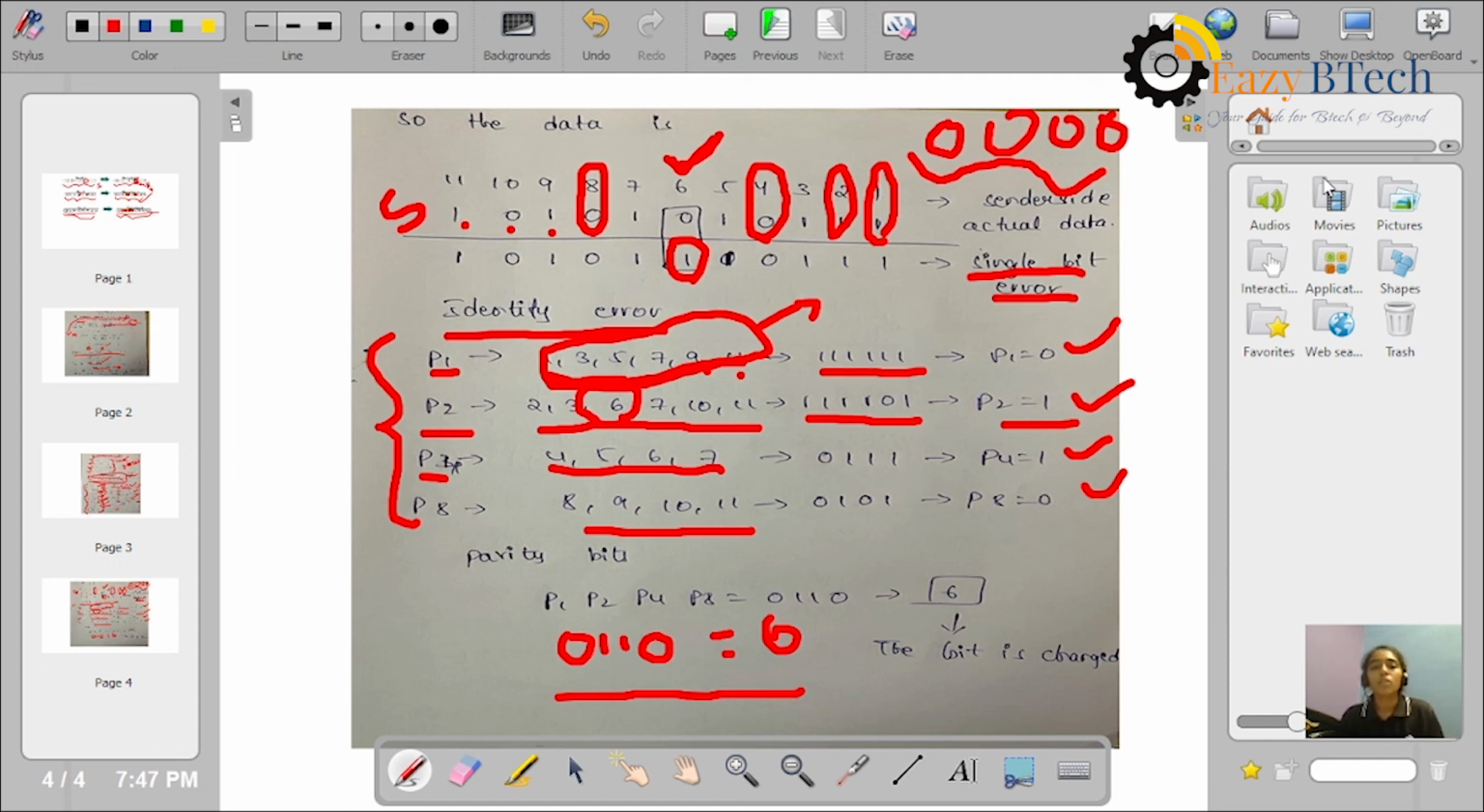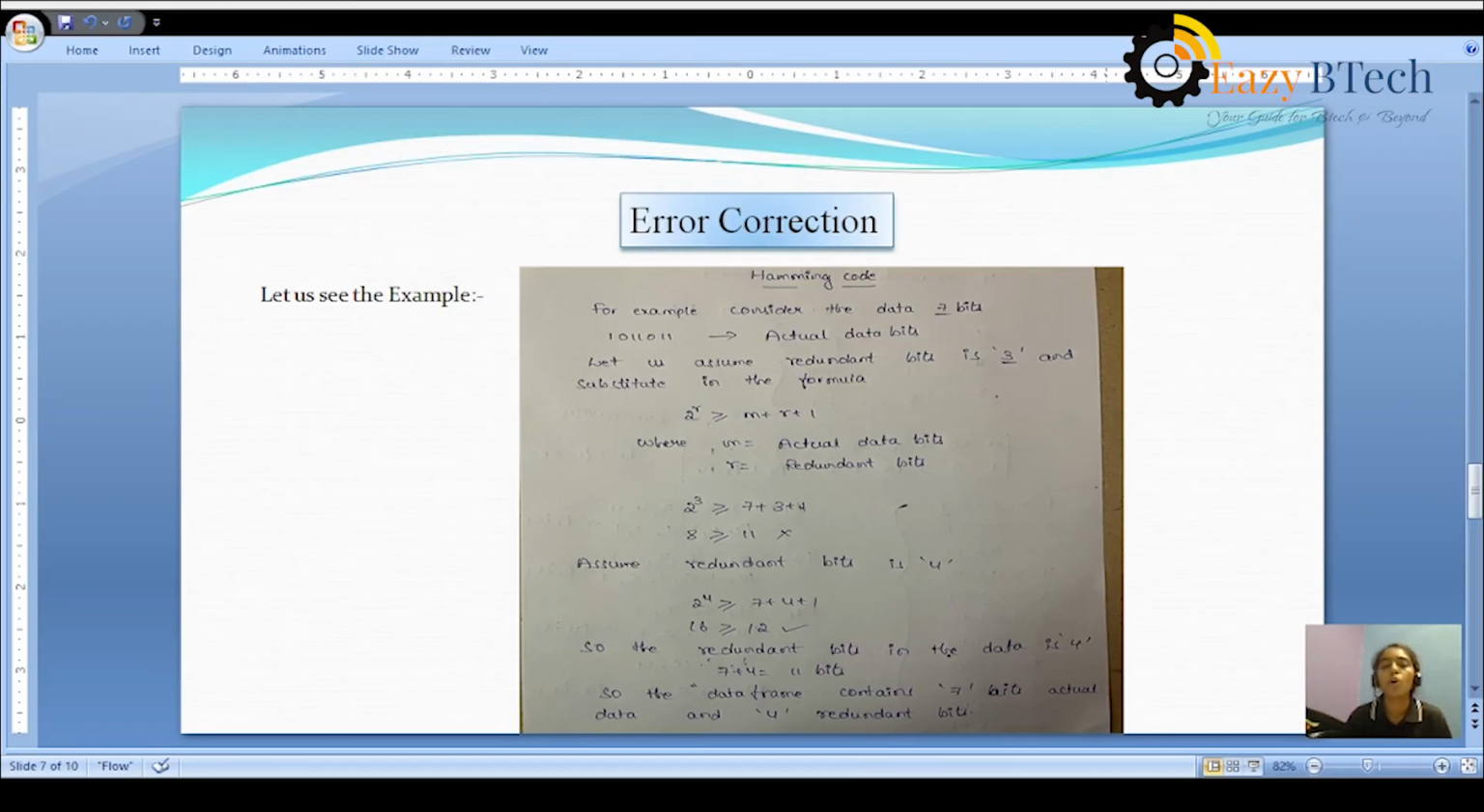So this is the example of a Hamming code. By using this Hamming code, we can identify any number of single bit errors. We can identify the position of the error where it will occur. Okay, so these are one of the very efficient error correction techniques we are using mostly. So this is about an error correction technique.